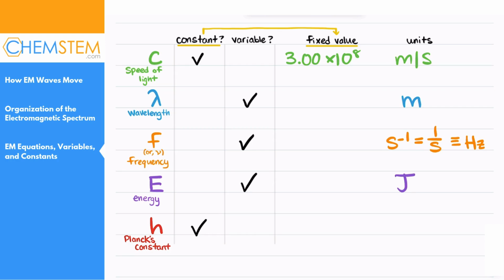And finally, we have Planck's constant. Planck's constant has a fixed value as well, because it's a constant. It's 6.626 times 10 to the negative 34 joule seconds. That's a weird unit. Joule seconds? Let's explore where that comes from.